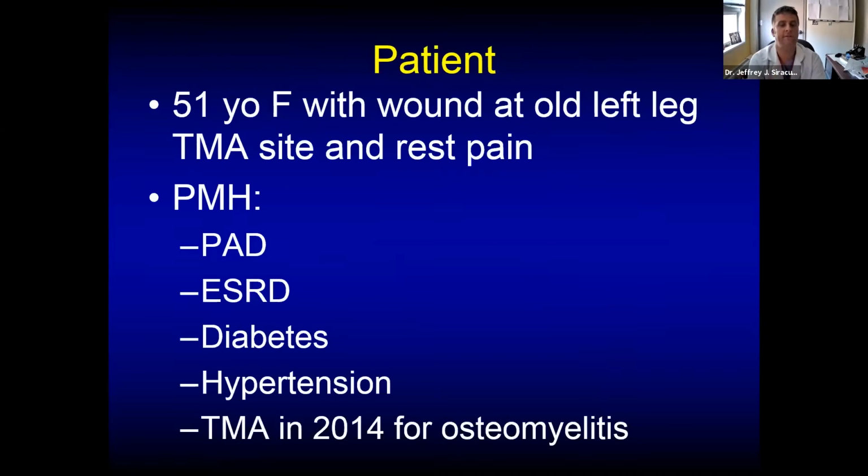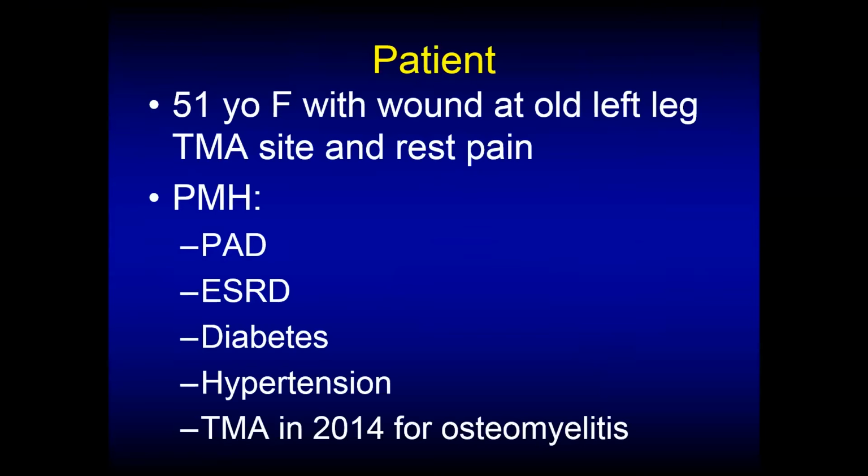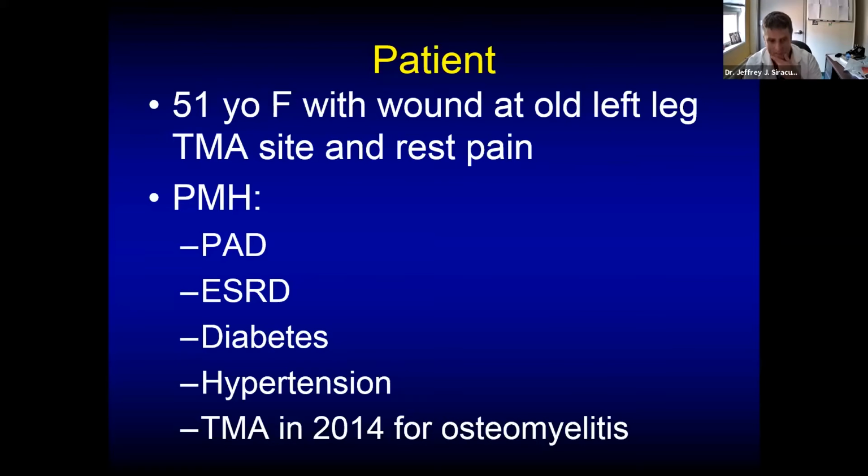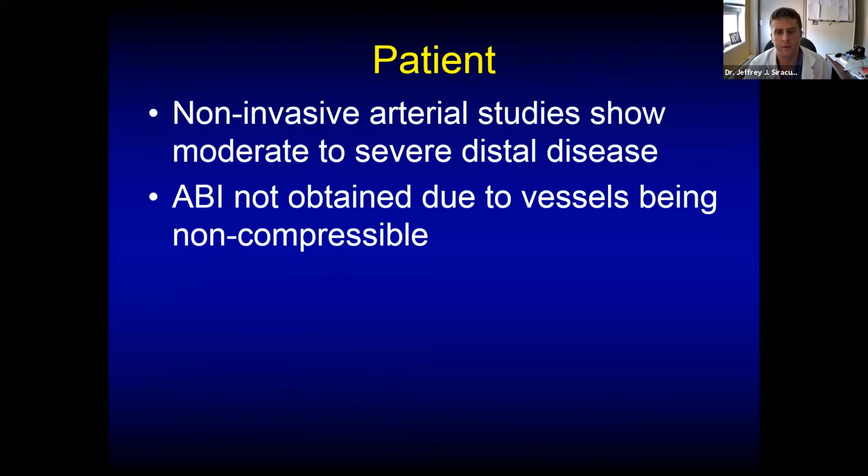So the patient is a 51-year-old woman with a wound at an old left leg TMA site, and she also has rest pain. Her past medical history is listed here, all things consistent with a younger person with advanced PAD. Her TMA in 2014 was for osteomyelitis. Non-invasive studies showed moderate to severe distal disease. Her ABIs were not obtained due to vessels being non-compressible.